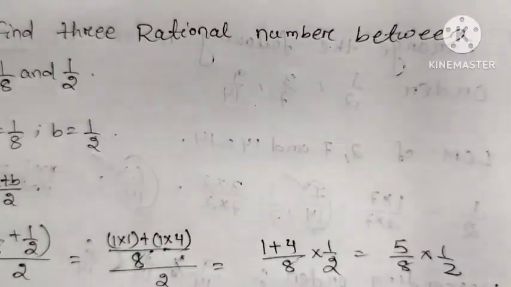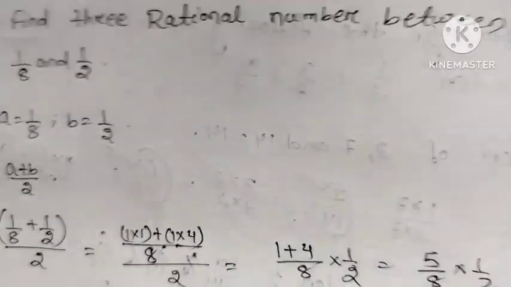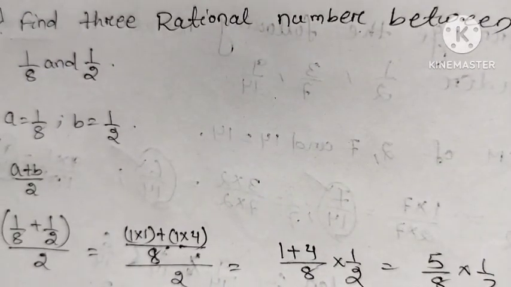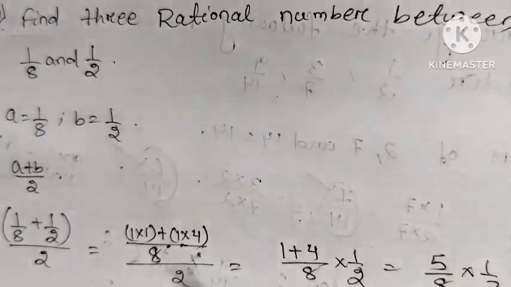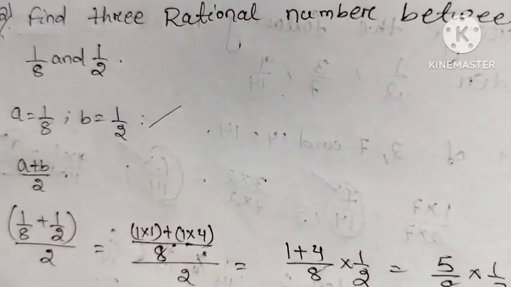I have now explained method number 1: you take the LCM and find the rational numbers in between the two rational numbers. Yes, then next: find 3 rational numbers between 1 by 8 and 1 by 2. You take A equal to 1 by 8, B equal to 1 by 2.